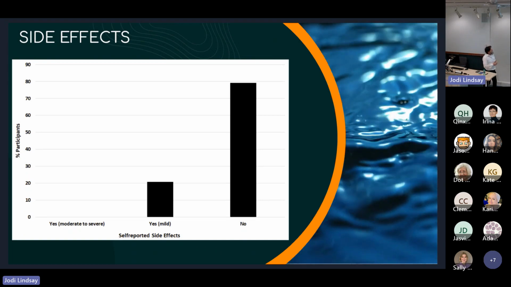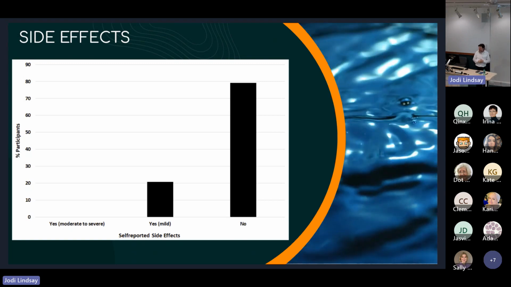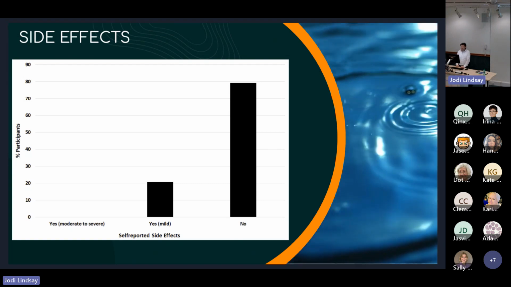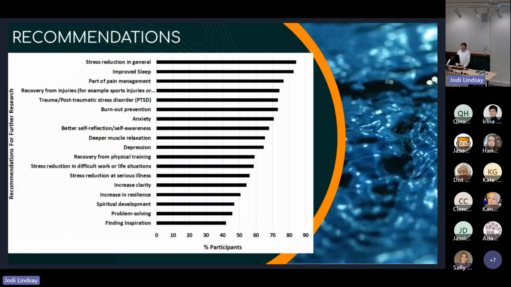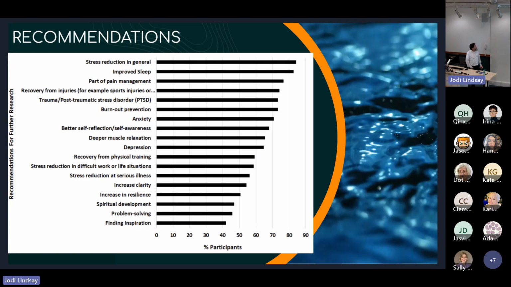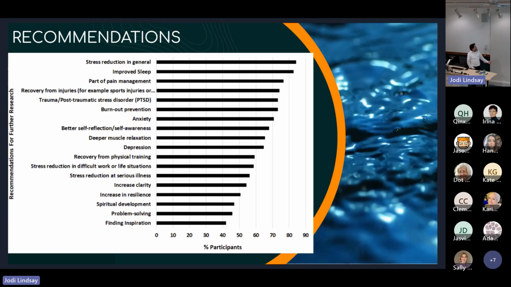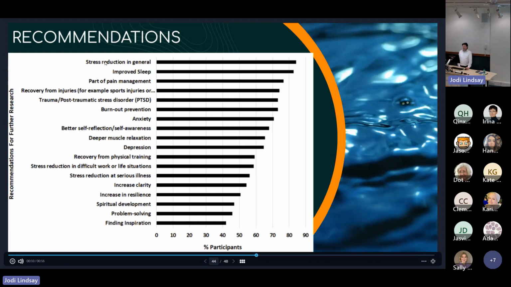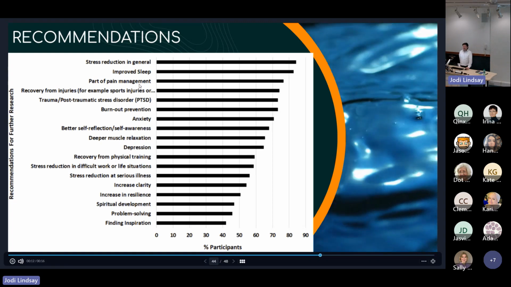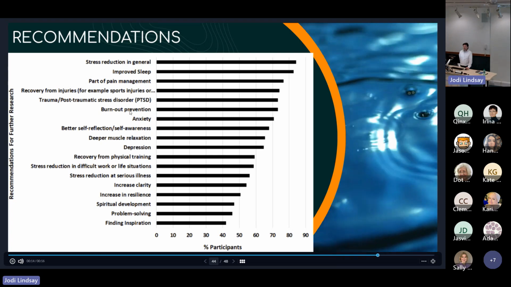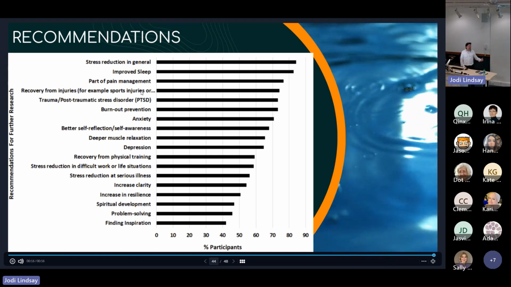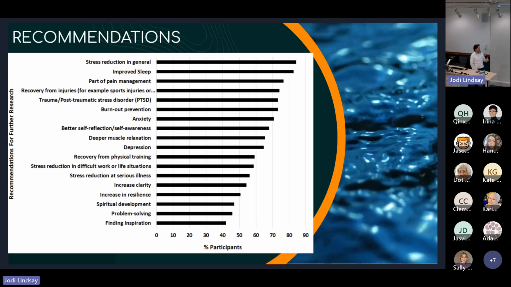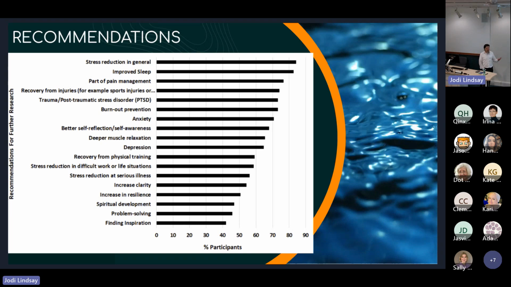I also asked them about side effects. Most of them didn't experience any. There was some dry skin and things like that. And then I asked them, what would you recommend I do research about? They said basically stress, improvement of sleep, pain management, PTSD, burnout, anxiety, depression. So all the things that have been shown already. They just thought there is more to it.